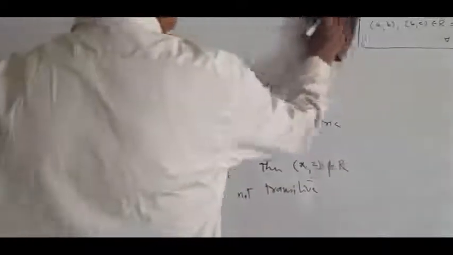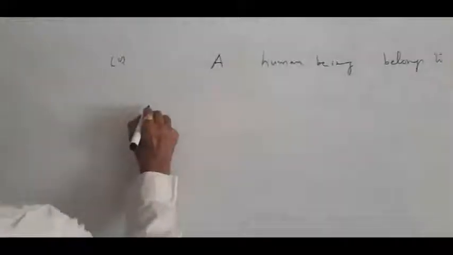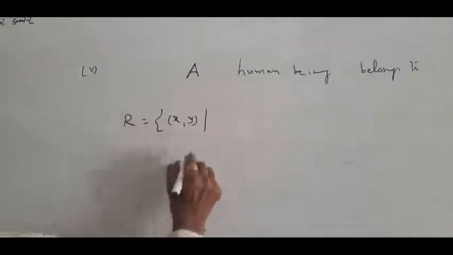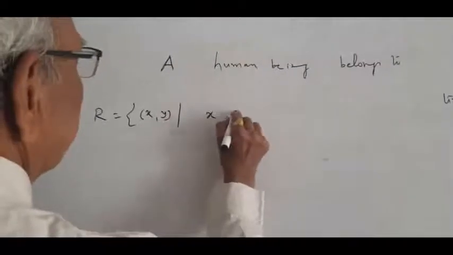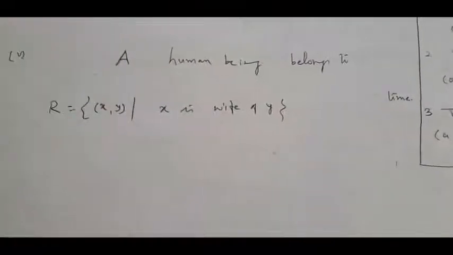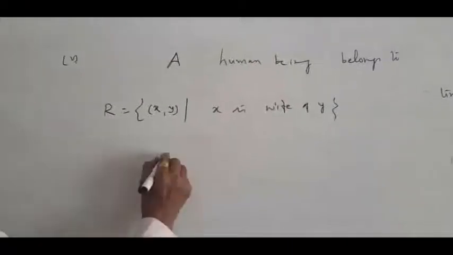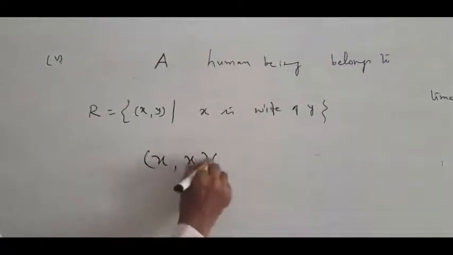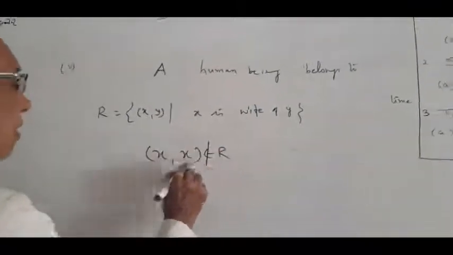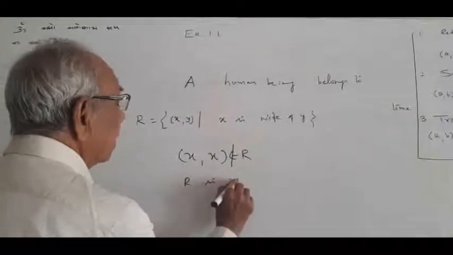Next one is R equal to {(x, y), where x is wife of y}. Means when (x, y) belongs to R, when x is wife of y, naturally (x, x) does not belong to R. Why? Because x is not wife of x. Therefore, (x, x) does not belong to R because x is not wife of x. Right? Therefore, R is not reflexive.